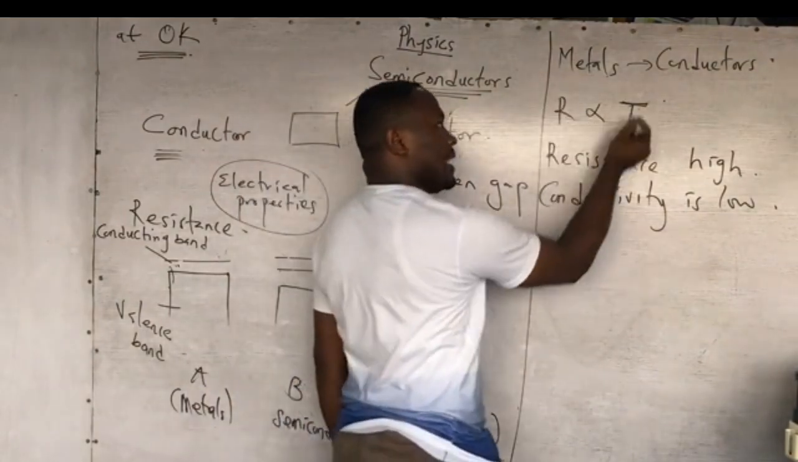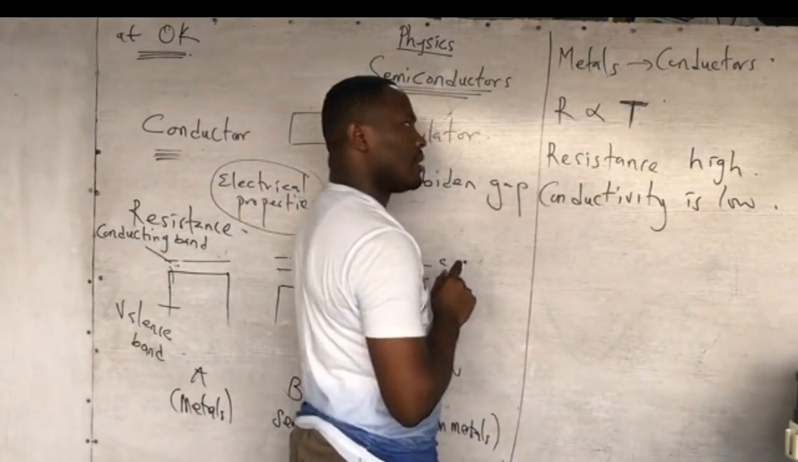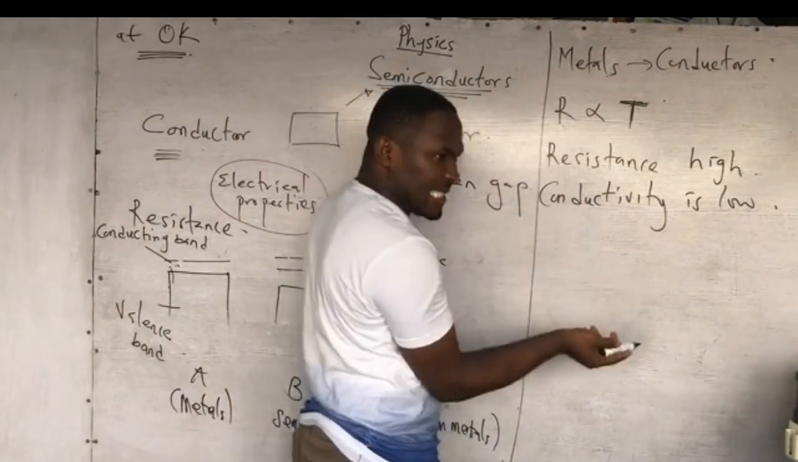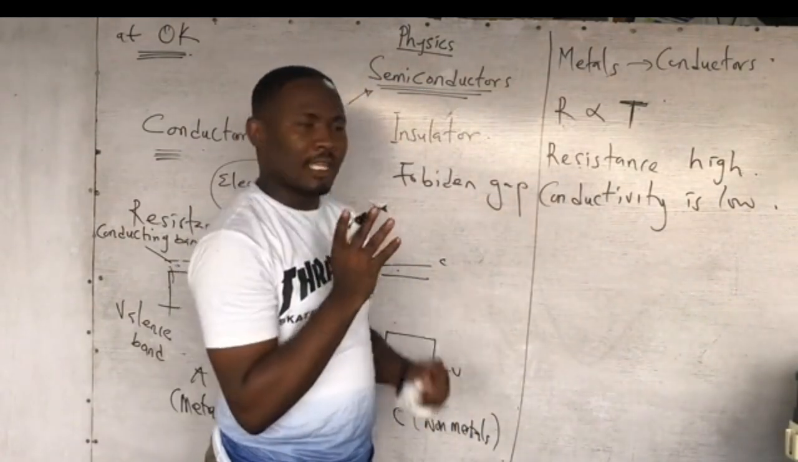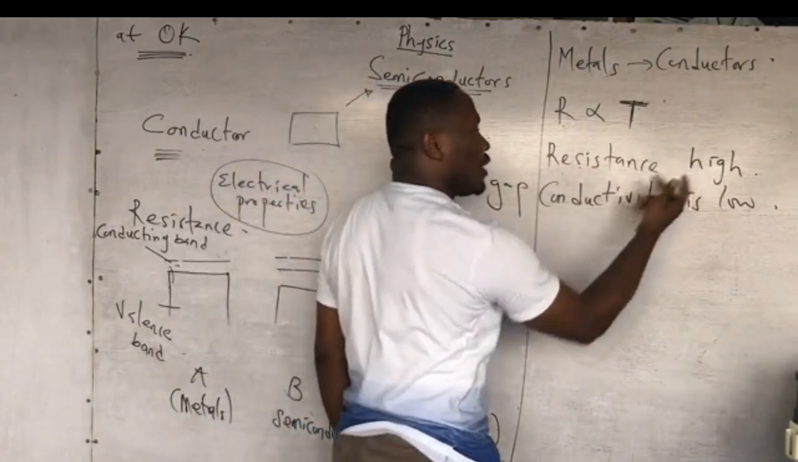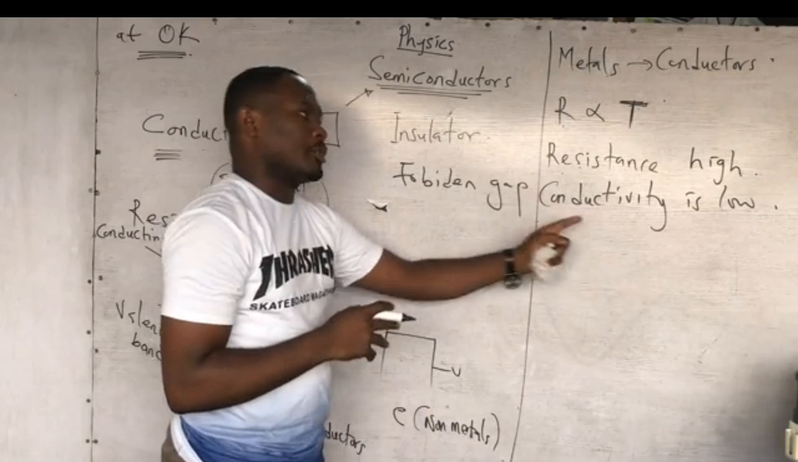I'll say that again. An increase in temperature increases resistance. And when resistance is increased, it means that opposition to the flow of current has increased. And when opposition to current flow increases, conductivity decreases.